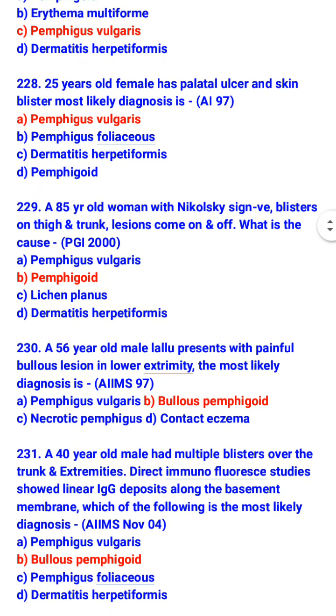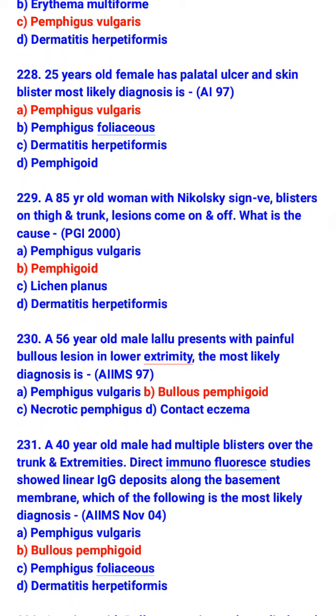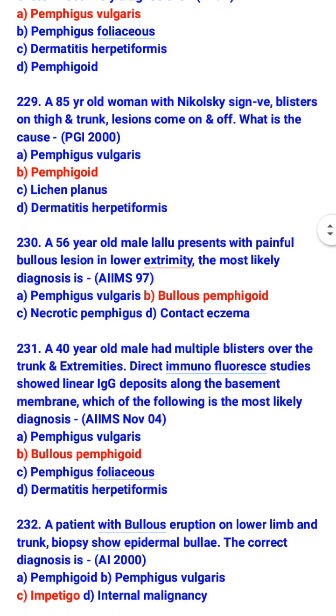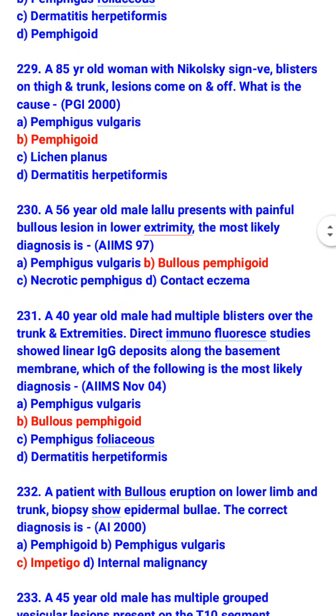A 85-year-old woman with Nikolsky sign negative, blisters on thigh and trunk, lesions come on and off. What is the cause? Pemphigoid. A 56-year-old male presents with painful bullous lesion in lower extremity. The most likely diagnosis is bullous pemphigoid.